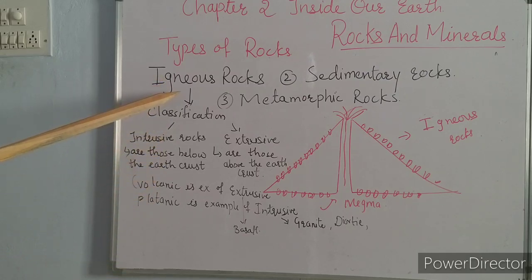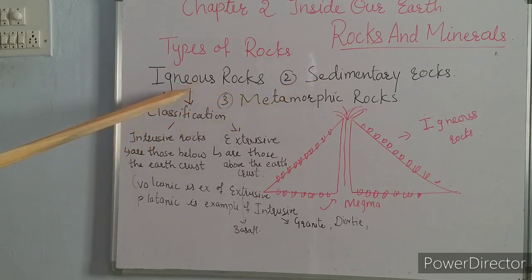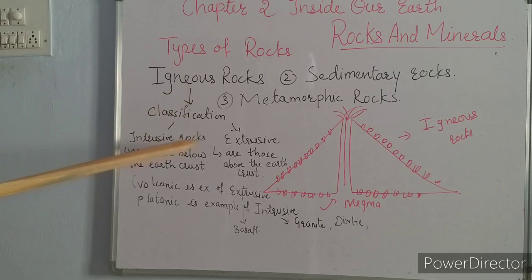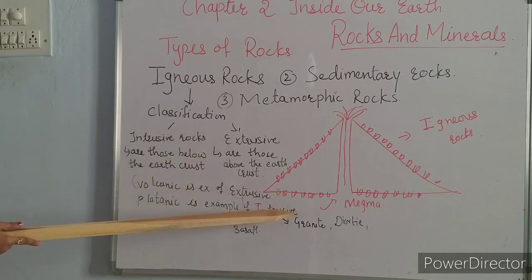I have discussed igneous rock; then we will discuss sedimentary and metamorphic. First we understood this about igneous rock, which is divided into two parts. Again I am repeating, intrusive and extrusive. Those below are intrusive, and those above are extrusive. This simple idea you must remember. Next we are going to see sedimentary rocks.